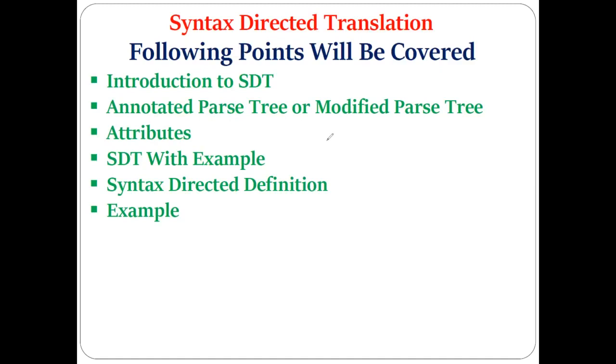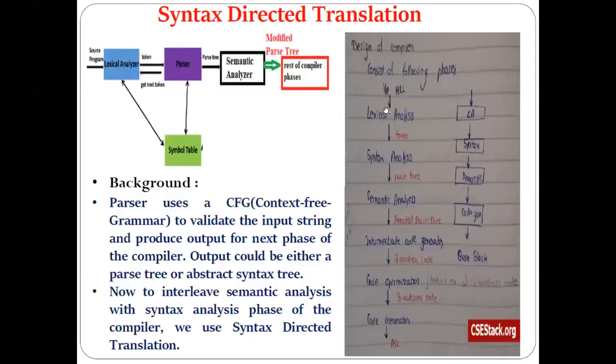So first we do the introductory discussion of what exactly syntax directed translation is. And in that, the sub-terms we have to discuss, like the annotated parse tree or the modified parse tree, which is also referred to as a decorated parse tree. Then we discuss what exactly an attribute is. Then we see the SDD also. And finally we see syntax directed translation with an example, so that your concept will get clear.